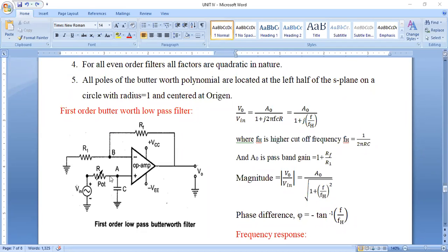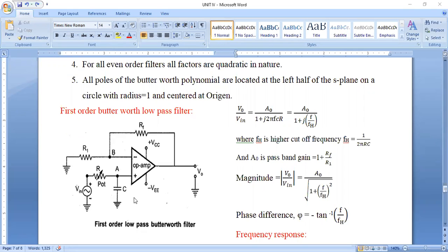If we use an additional capacitance or additional resistance, that makes the Butterworth low pass filter second order. Here we have used a single capacitor, which makes it a first order filter. In the first order filter, we are using only a single energy storage element. Okay, so this is the design of the first order Butterworth low pass filter.